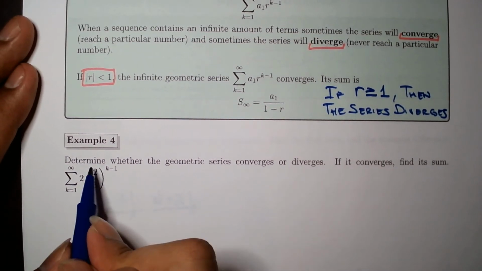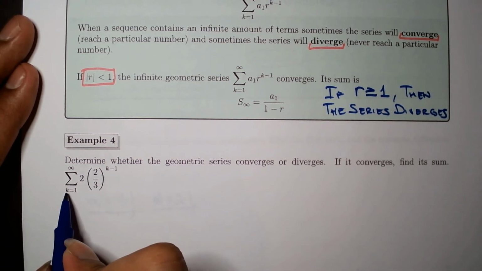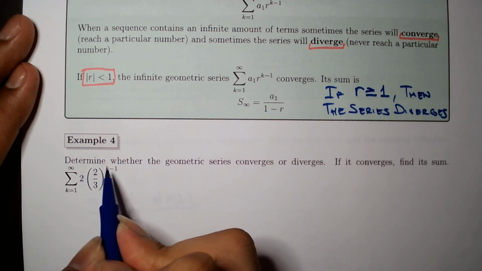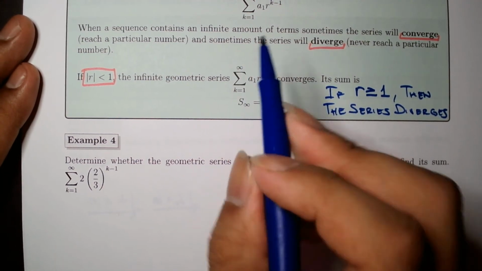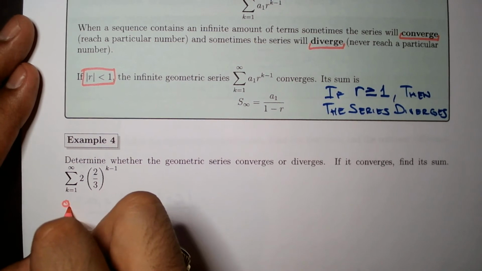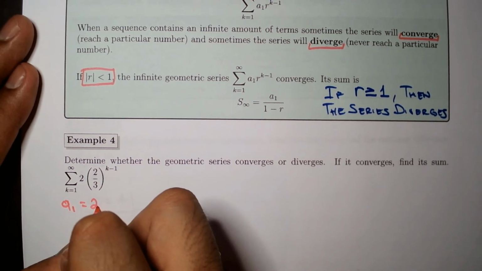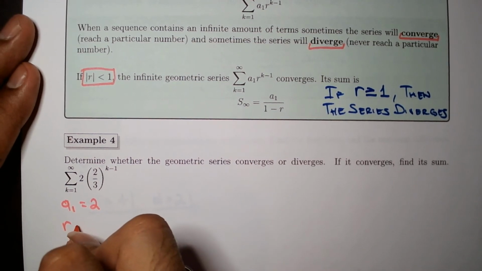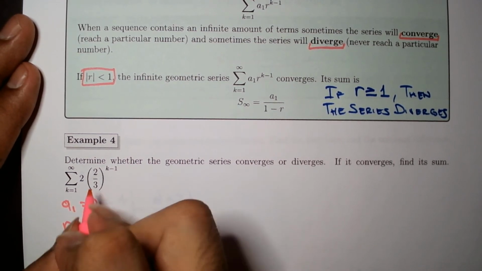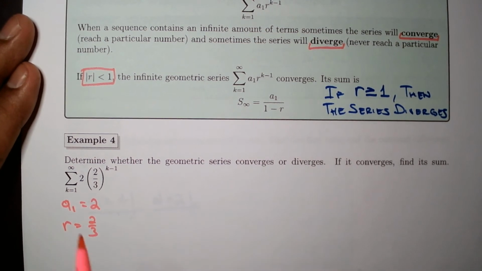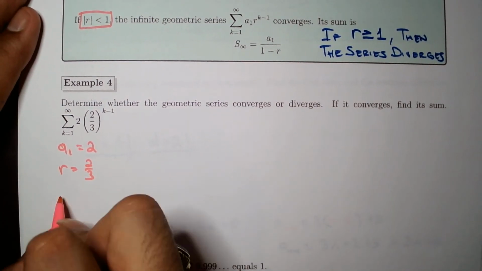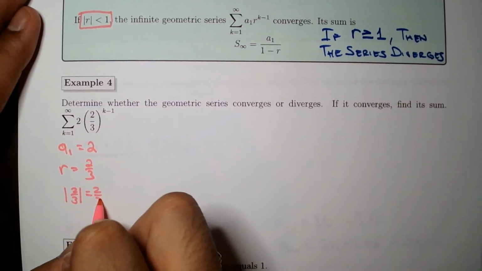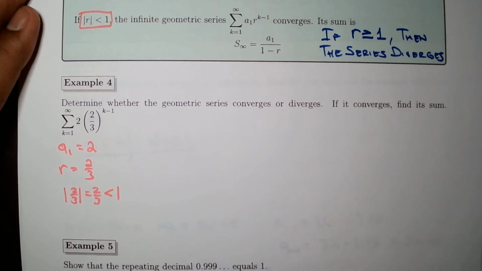All right, if we look at the form, sigma going from k equals 1 to infinity of 2 times (2/3) to the k minus 1, if we compare with this form, we need to obtain the first term, a sub 1, which is 2, and we need to find the common ratio r. In this case it's 2/3. Take the absolute value of 2/3. What's the absolute value of 2/3? Well, that's 2/3, and notice this is less than 1.